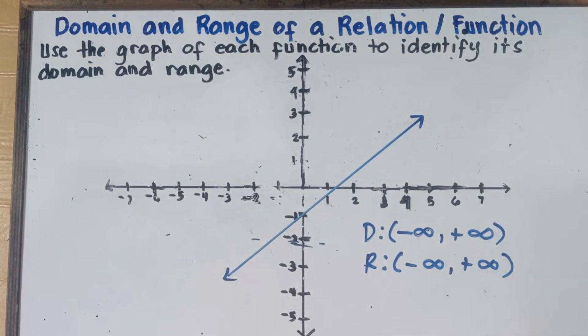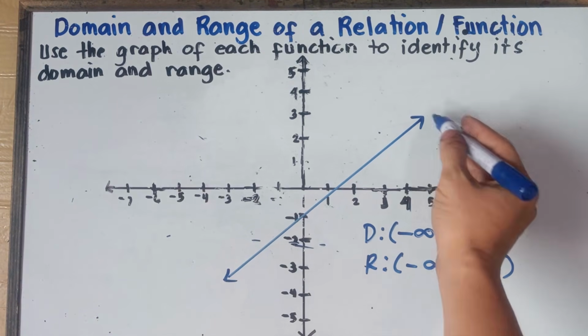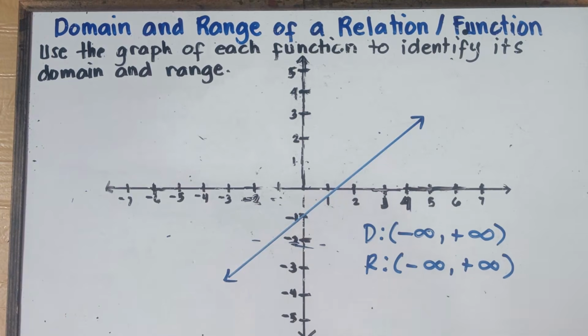If you have an example like this, a line with two arrows, automatically your answer would be from negative infinity, comma, up to positive infinity. And then you always use parentheses. Alright, so let's have another example.